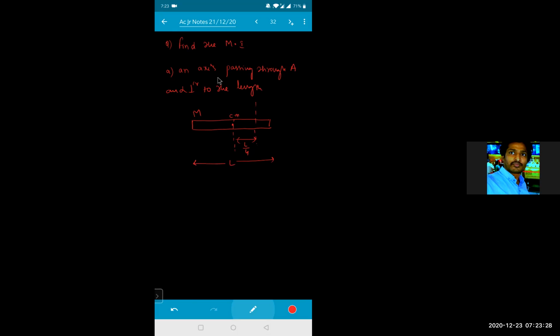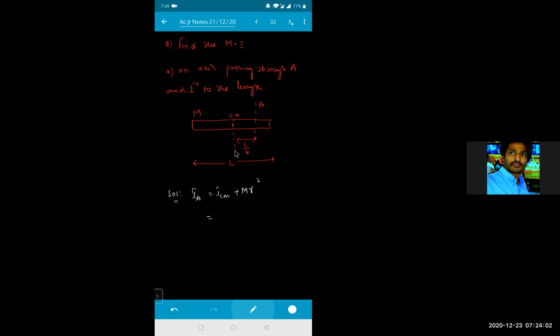So find the moment of inertia about an axis passing through your A and perpendicular to the length. That axis is at how much distance, beta? This axis is at a distance of L by 4. So they are parallel to each other, beta. I can apply the parallel axis theorem. Moment of inertia about A will be equal to the moment of inertia passing through the center of mass plus M into R square.